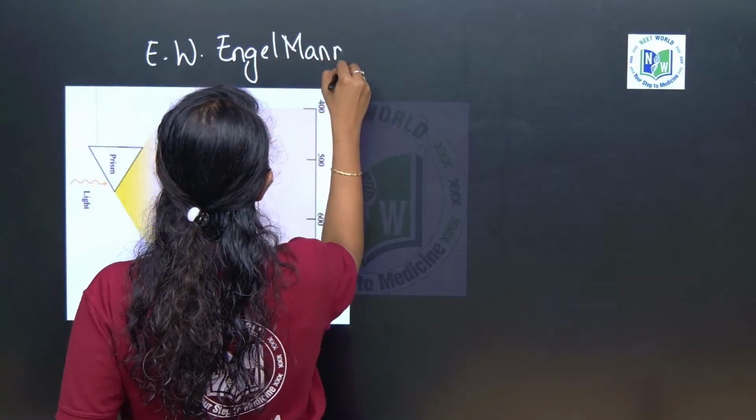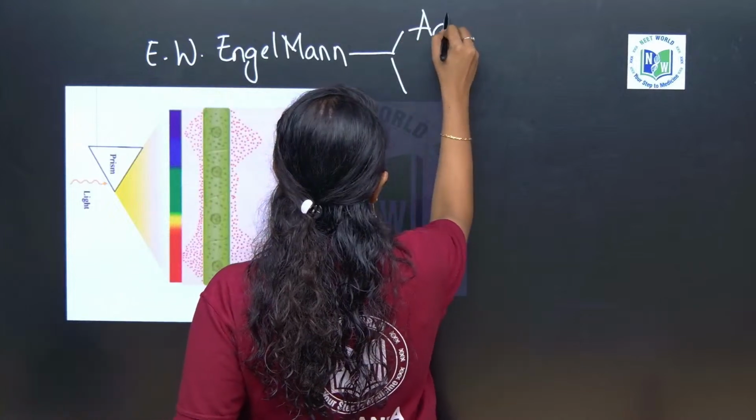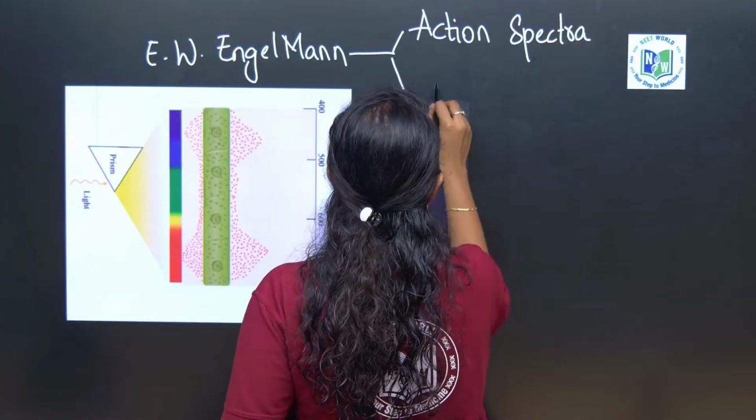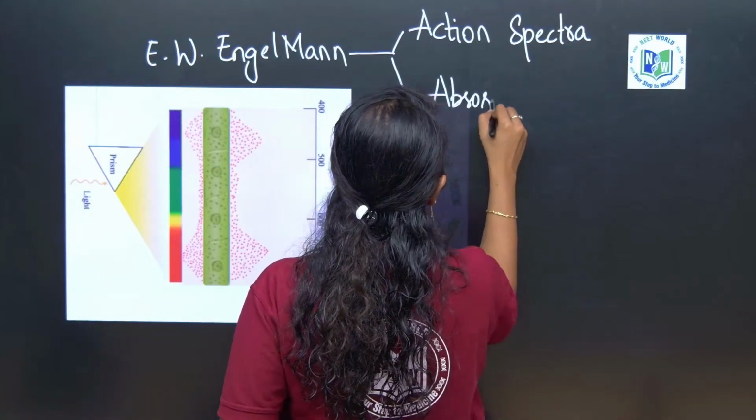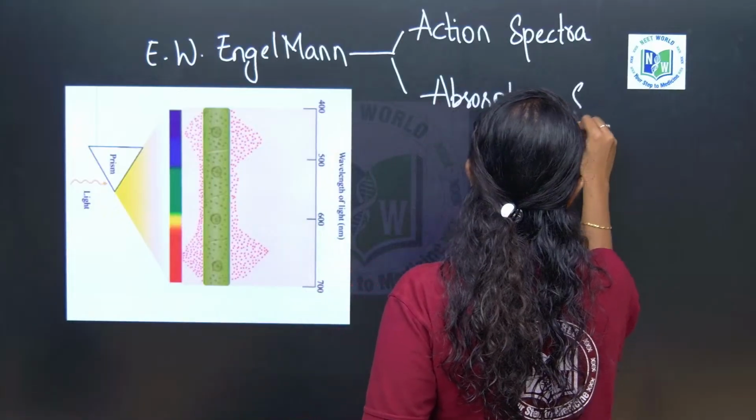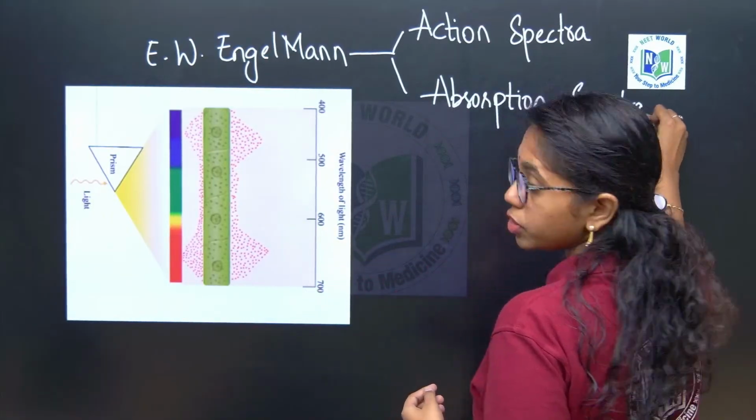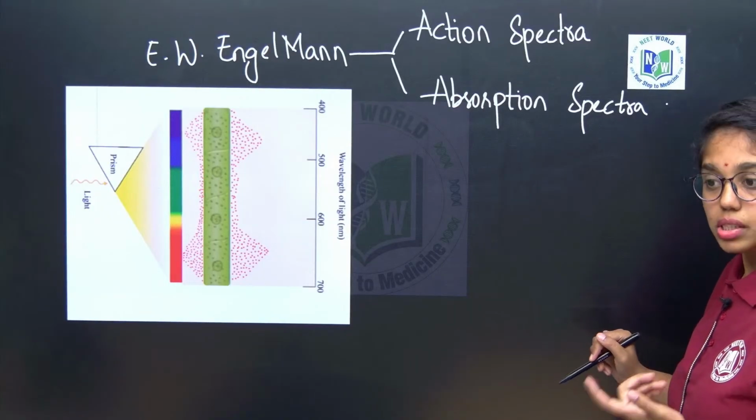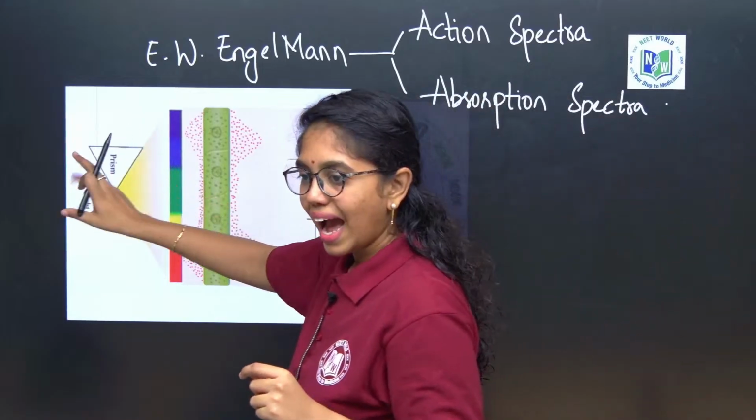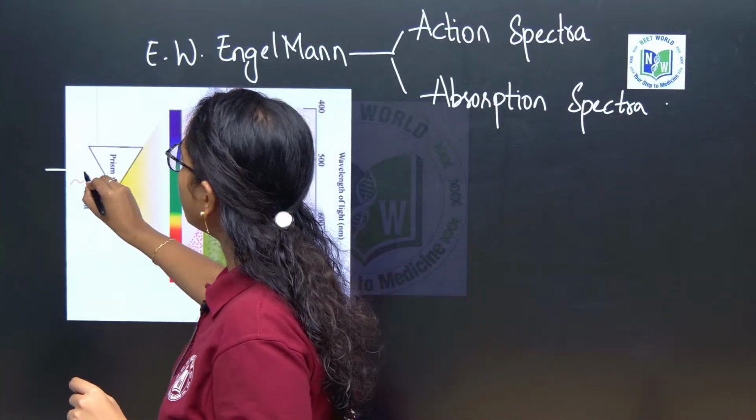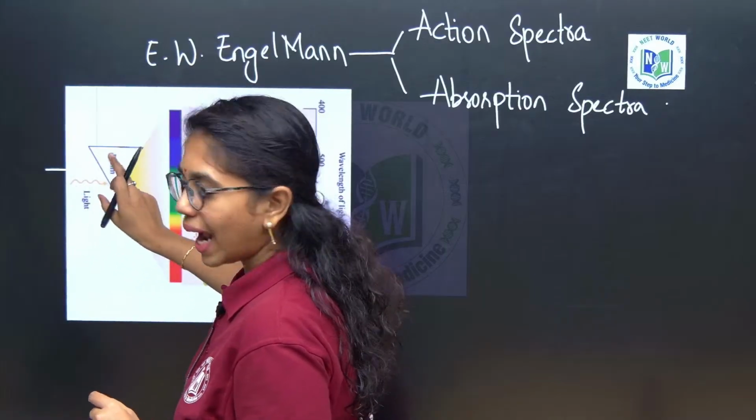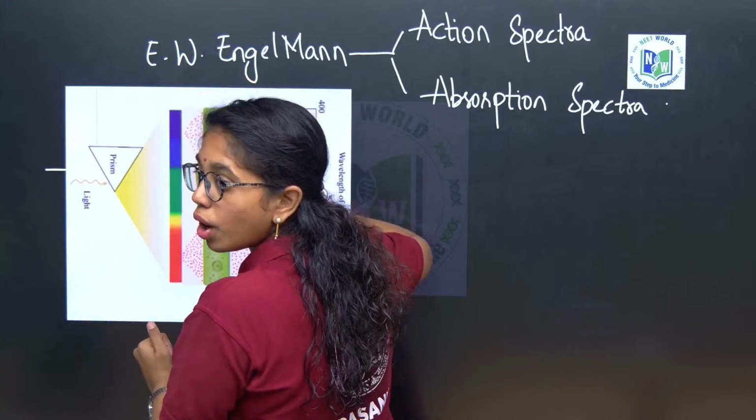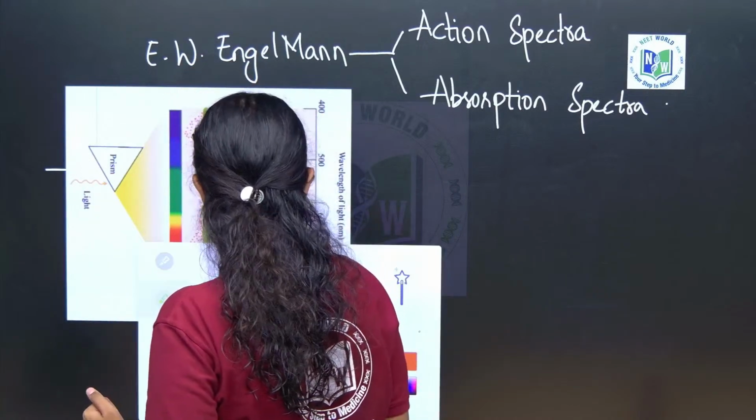What did he do? He gave us both action spectra and absorption spectra. He conducted algal photosynthesis. How? First he took a prism and gave unilateral sunlight to the prism, and after projecting it to the prism, how will it scatter? It will scatter into VIBGYOR.